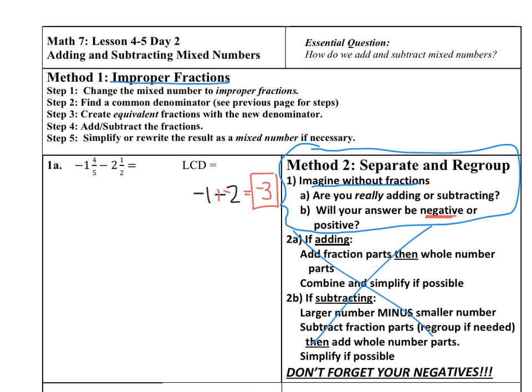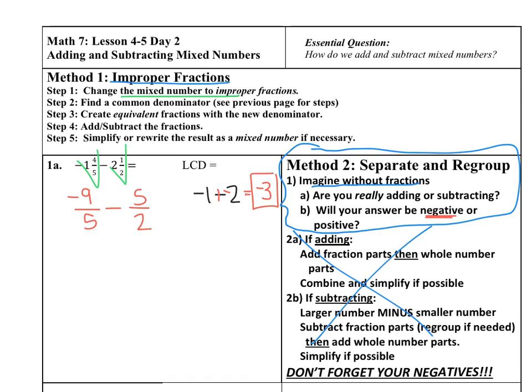Step 1 tells us to change the mixed number into an improper fraction. So again, that's kind of like that check mark method. We're going to go through that. So 1 times 5 is 5. 5 plus 4 is 9. So this is going to be negative 9/5 minus 2 times 2 is 4 plus 1, 5/2.